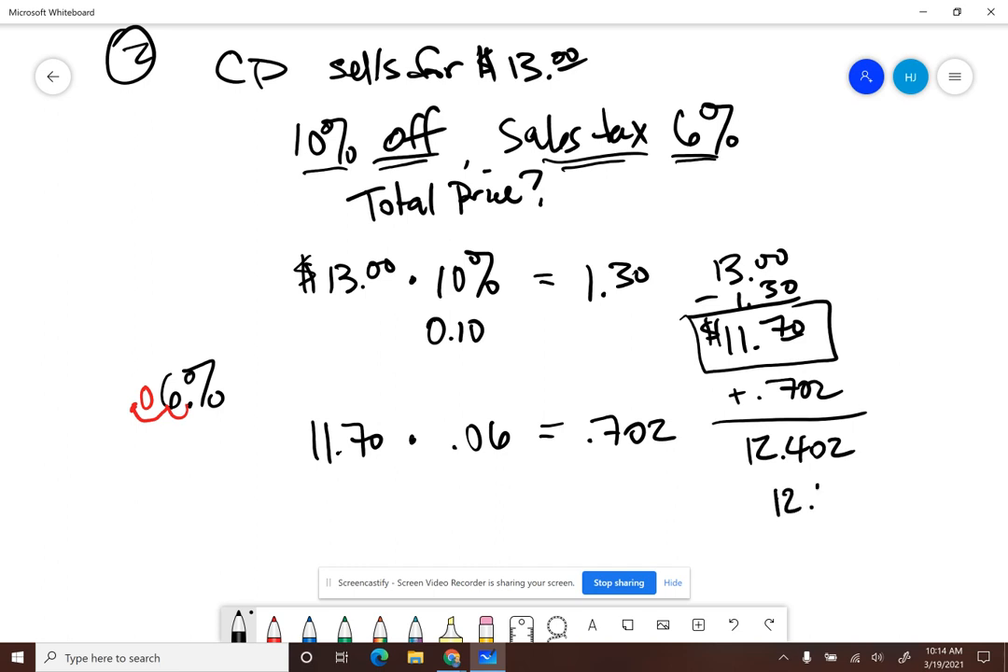So it's going to be $12.40 is going to be my total price. And this would be my final answer for that particular problem, okay? So a little bit more detailed.